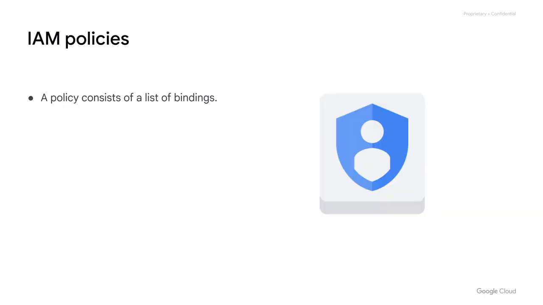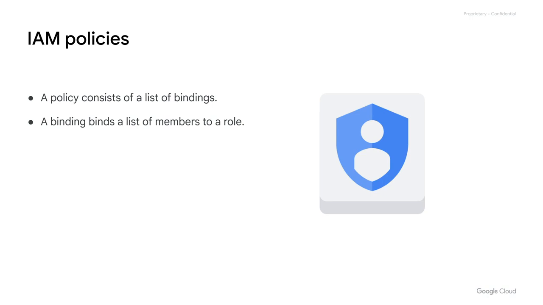A policy consists of a list of bindings. A binding binds a list of members to a role, where the members can be user accounts, Google groups, Google domains, and service accounts. A role is a named list of permissions defined by IAM.